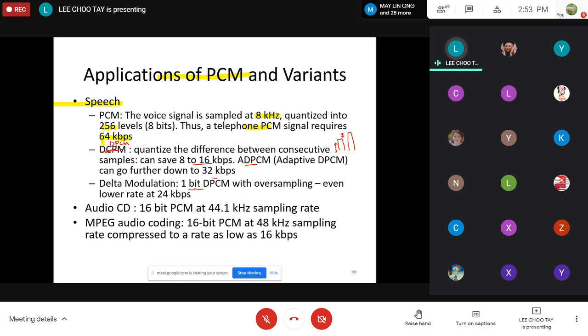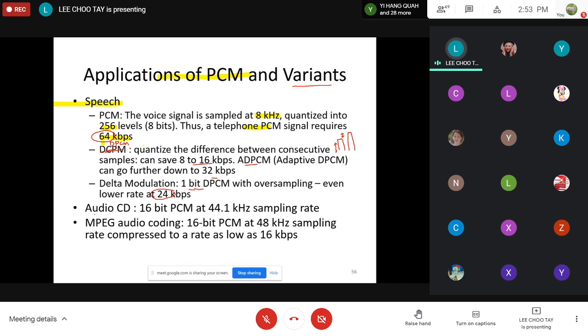If we use delta modulation, we can even reduce the rate down to 24 kilobits per second. So you can see a direct PCM will give you 64 kilobits per second, and we can reduce it down to 24 kilobits per second. These are the variants of PCM that I skipped, but you may want to read through them later on.